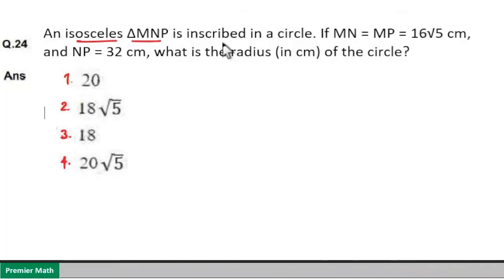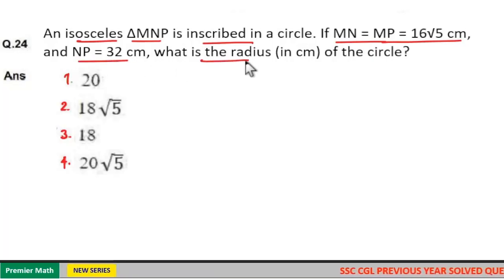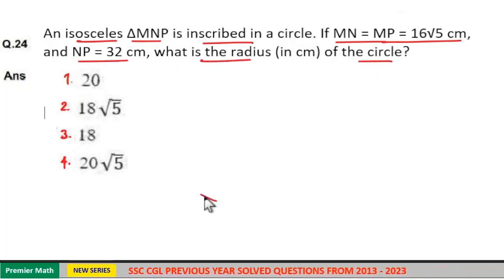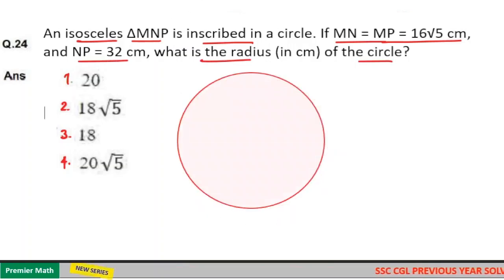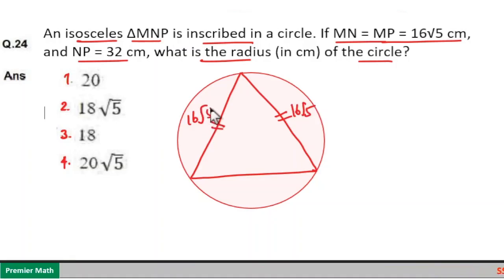An isosceles triangle MNP is inscribed in a circle. If MN is equal to MP is equal to 16 root 5, NP is equal to 32, what is the radius of the circle? Here, this is the circle. And here, triangle MNP is an isosceles triangle which is inscribed in the circle. Isosceles means two sides have equal length. Now this is 16 root 5, this is 16 root 5. And this is triangle MNP. Now, NP is equal to 32. Before that, this is center of the circle.